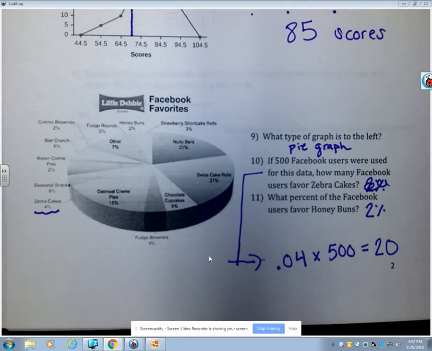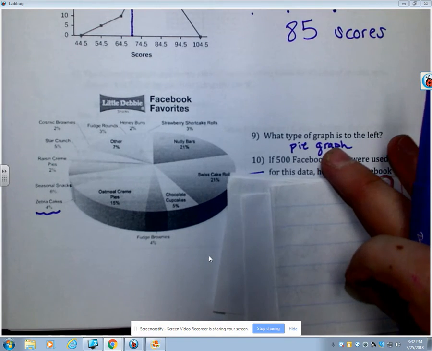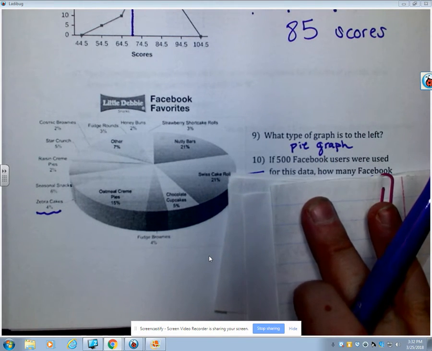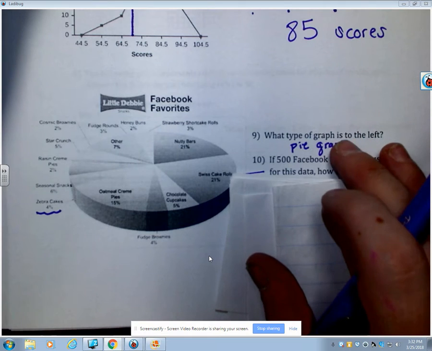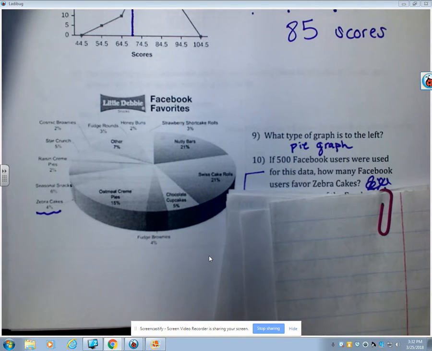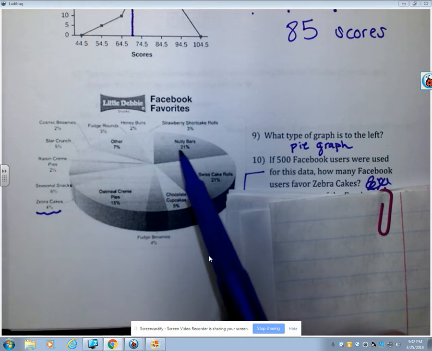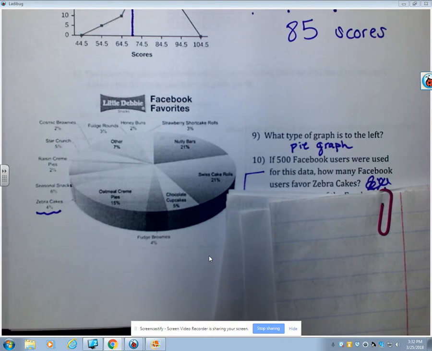For our last one for this unit, we're going to talk about Little Debbie Facebook favorites. I'm a little salty about it because my favorite didn't make it on there. It was donut sticks, but it's fine. I'll keep the donut sticks in business. I have no shame. This is a pie graph because it has little chunks cut out of it that make it look like a pie.